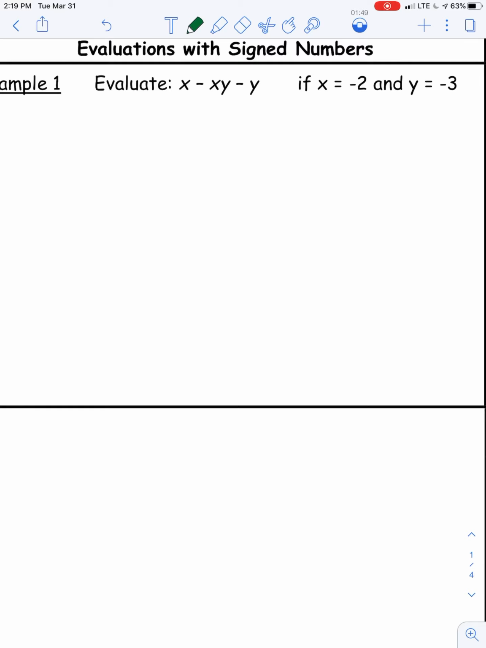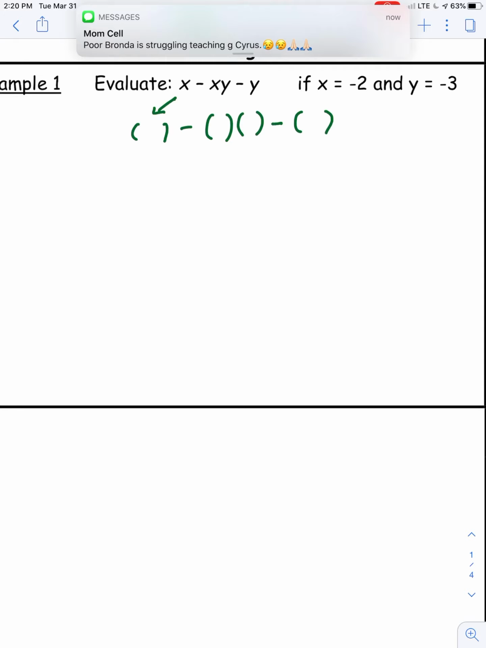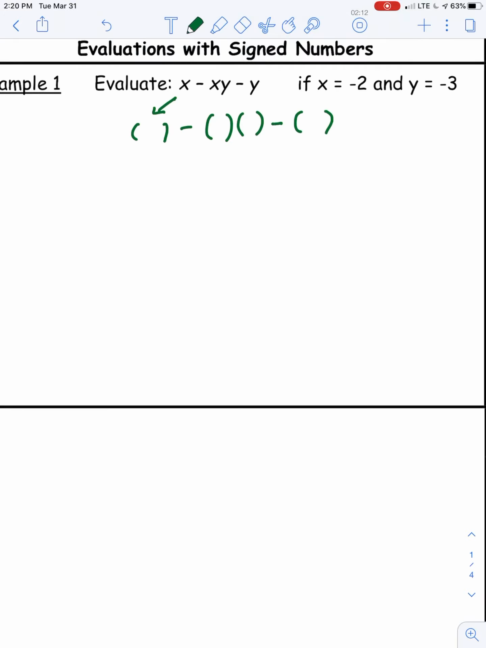So the first thing that we do is we set up parentheses to represent each variable. So we're going to write a set of parentheses for x. We're going to fill in the value in just a moment. We're going to put our subtraction sign here, a parenthesis for x, a parenthesis for y. Those are being multiplied, and then subtracting y. Now we're going to fill in our parentheses with the proper numbers. Okay, so x is negative 2, x is negative 2, y is negative 3, and y is negative 3. Make sure you're writing this into your notes, please.